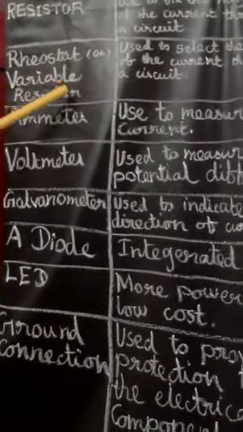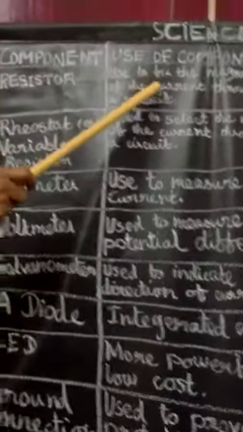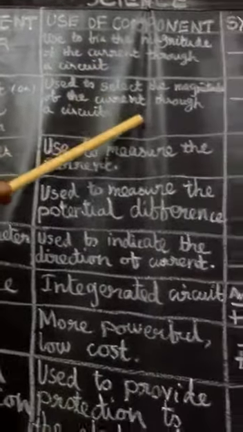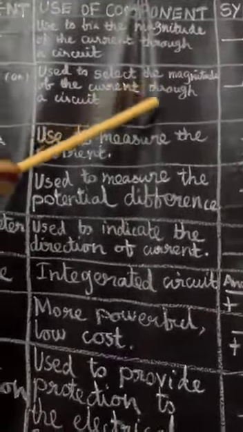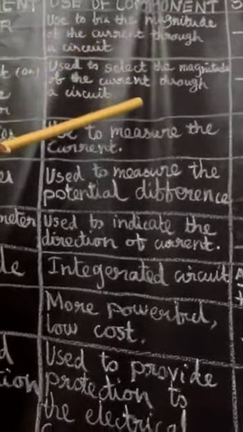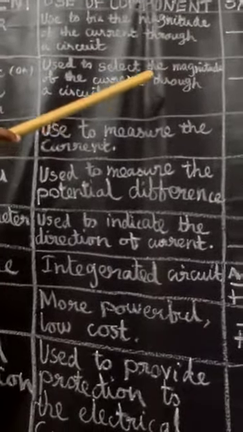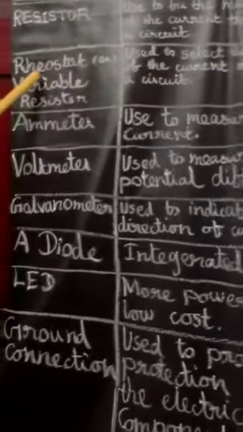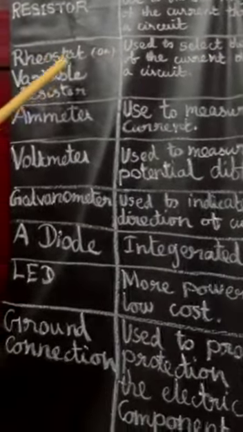Then the second one, rheostat or variable resistor. The first one, the fixed resistor, does not change its value. Rheostat means it is used to select the magnitude of the current through a circuit, the amount of current you want to pass through the particular circuit. So sometimes we use the rheostat for these values.